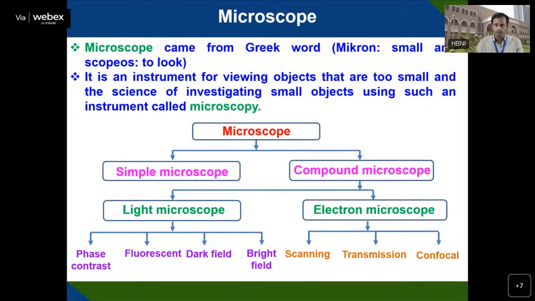One is if you have a fluorescent molecule, which can be used with a fluorescent microscope, or you can use dark field or bright field images with the light microscope technique. But an electron microscope mostly uses electrons as a source. In a light microscope, visible light or ultraviolet light is used as the source, but in an electron microscope you use electrons. So you can have a scanning electron microscope, a transmission electron microscope, or you can use a confocal microscope.